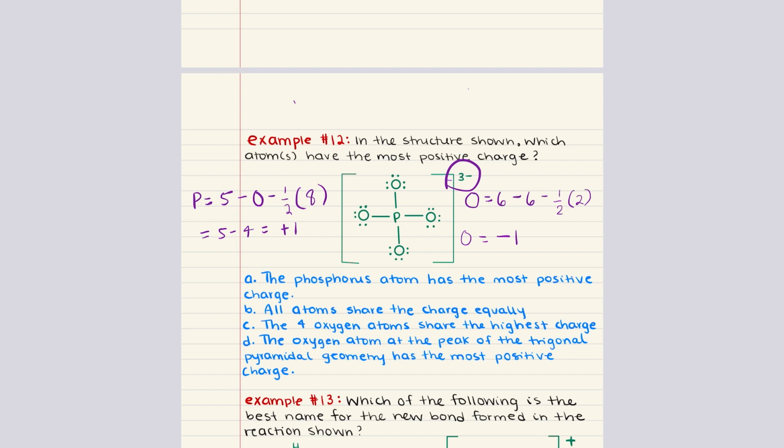Now, given that the overall charge of the ion is -3, everything adds up, right? Our charge for our phosphorus is +1, and then we have a -1 charge for each of the 4 oxygens. So -1, -1, -1, -1, and that gives us a total charge of -3. So that checks out, which means we did the formal charge calculations appropriately. Then it becomes really obvious which atom has the most positive charge. It's phosphorus, which means that the correct answer for 12 is going to be A.